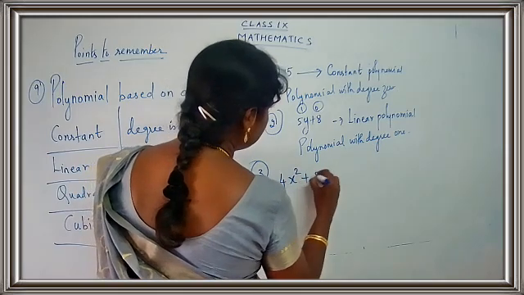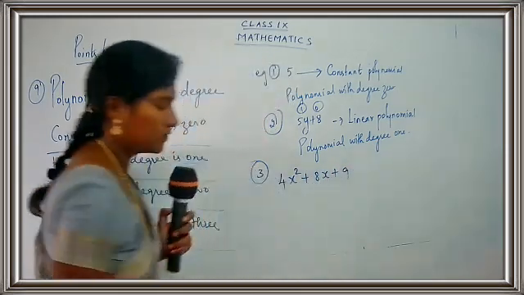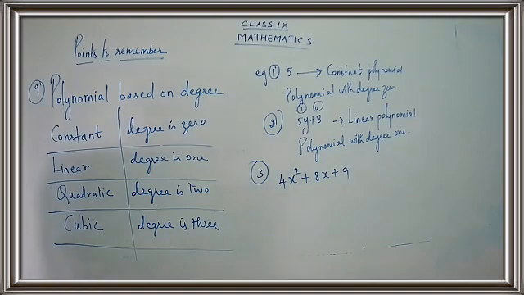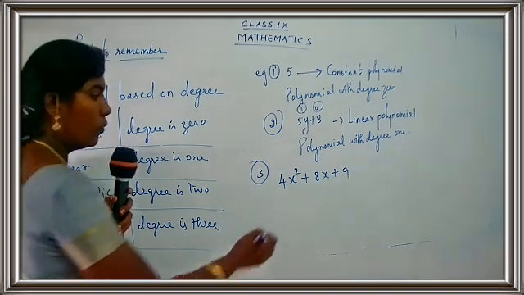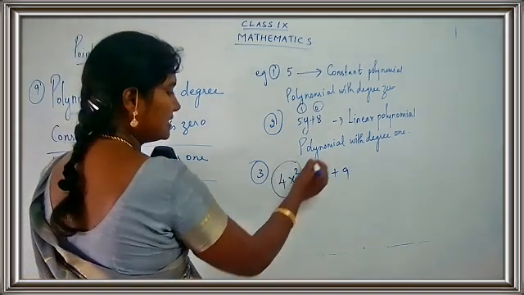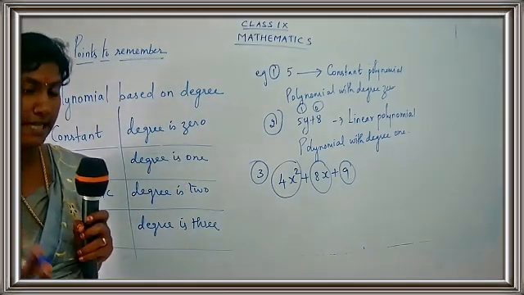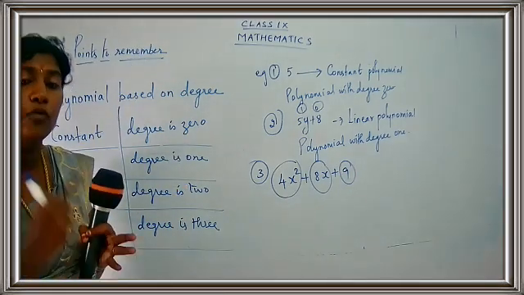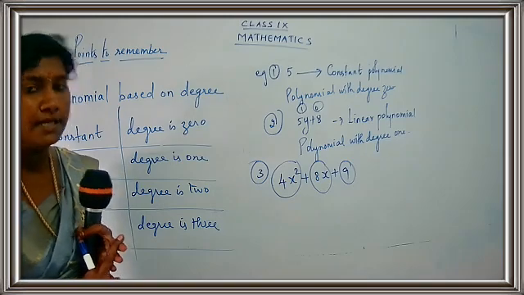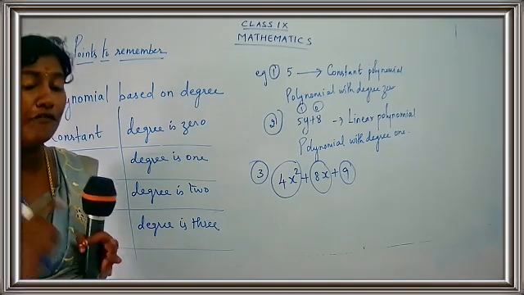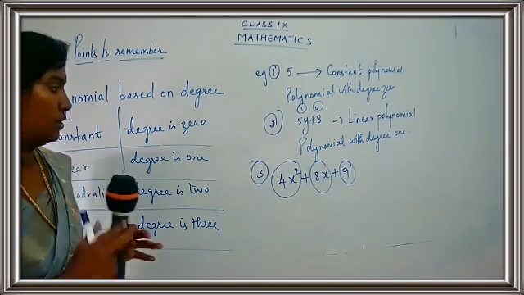I'll take 4x square plus 8x plus 9. Children, tell me how many terms are here? Total number of terms? This is the first term. This is the second term. And this is the third term. So three terms are there. If it has three terms, what type of polynomial is it? Trinomial. If you have three terms, you have to call it a trinomial. So this is a trinomial.